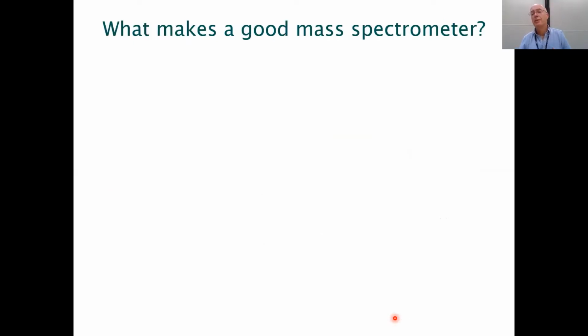So before we look at different types of mass spectrometer, let's think about what we need in order to make a good mass spectrometer. What do we need to make a mass spectrometer powerful? Well, I guess the most important thing is mass accuracy. The more accurate your instrument is, the better. Typically, mass accuracy is quoted in parts per million, or sometimes in parts per billion.